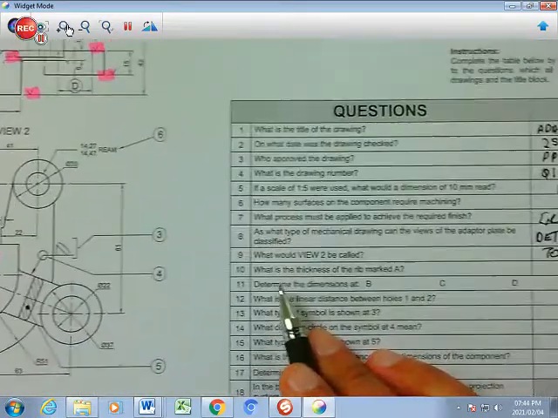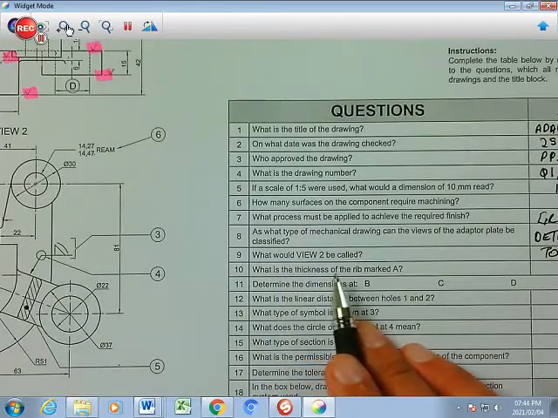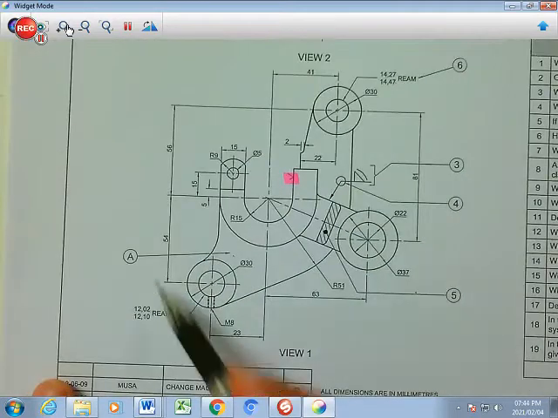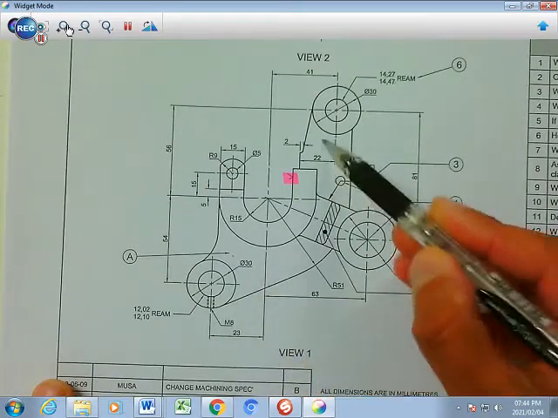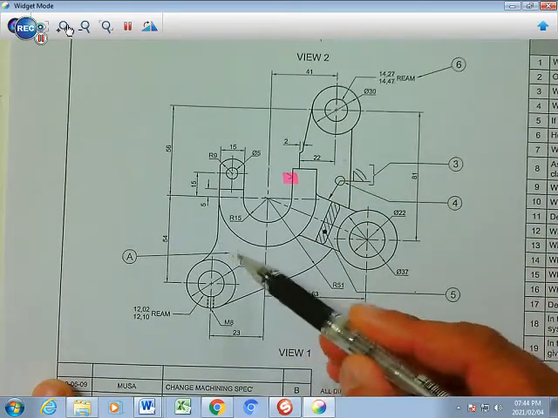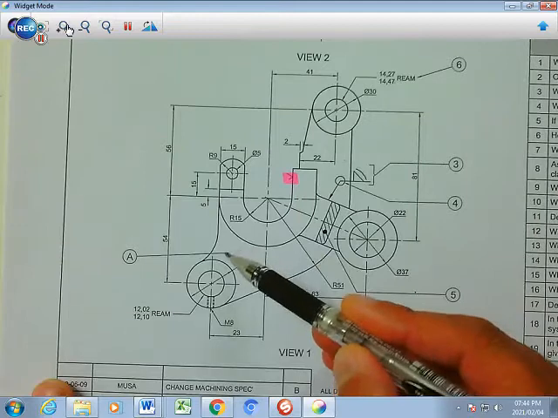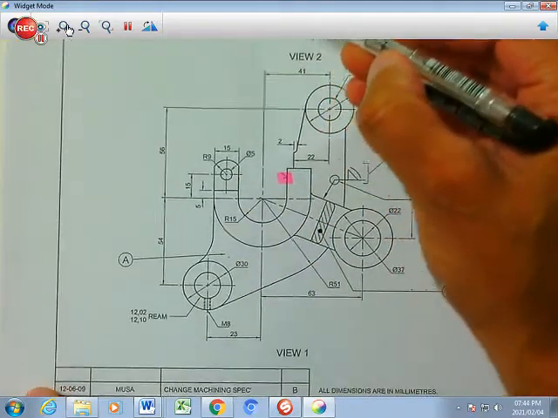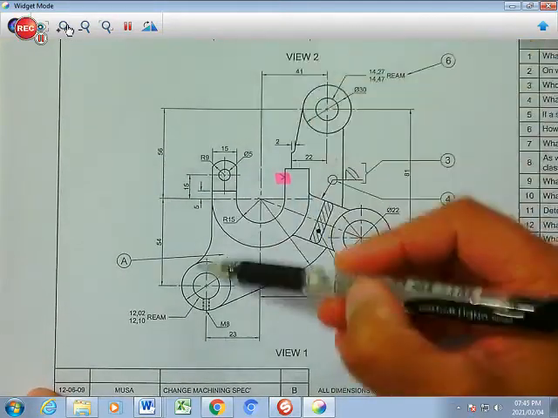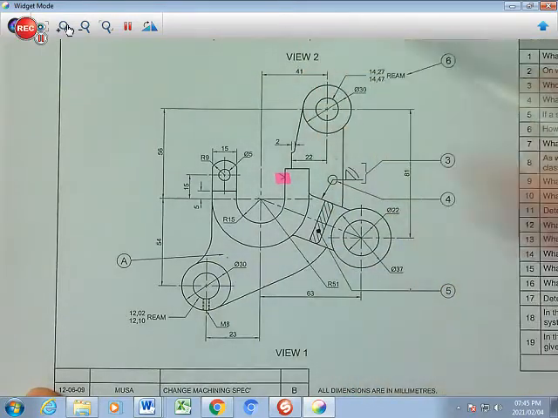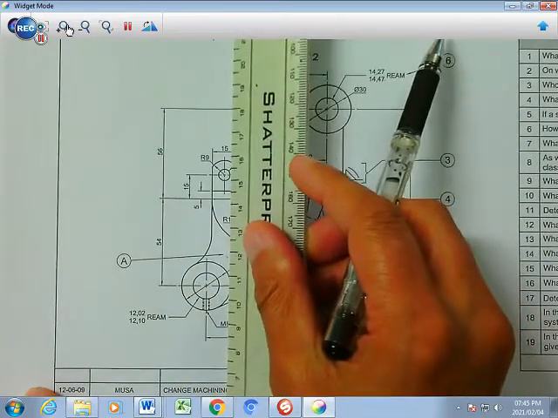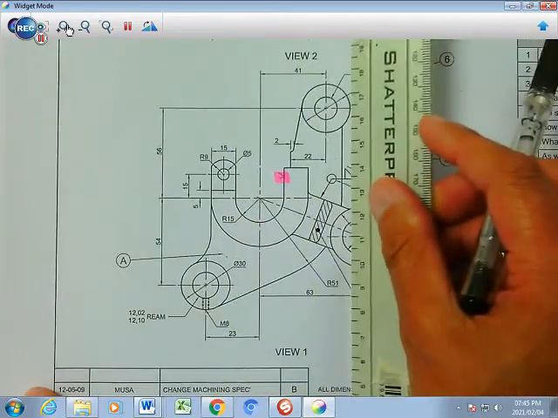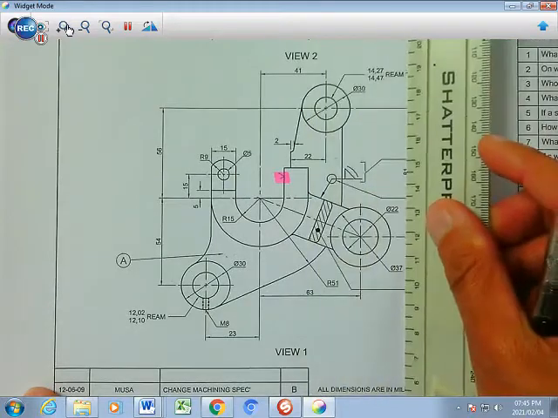Number 10. What is the thickness of the rib marked A? So we're going to go to the drawing. There's A. That part there is a rib. That's also a rib. They ask you what thickness. You're not going to find the answer here, but you are going to find the answer here. You know, that refers to that component there, and you can check. That component there, that's the component there. And all these things will line up as you see it there.